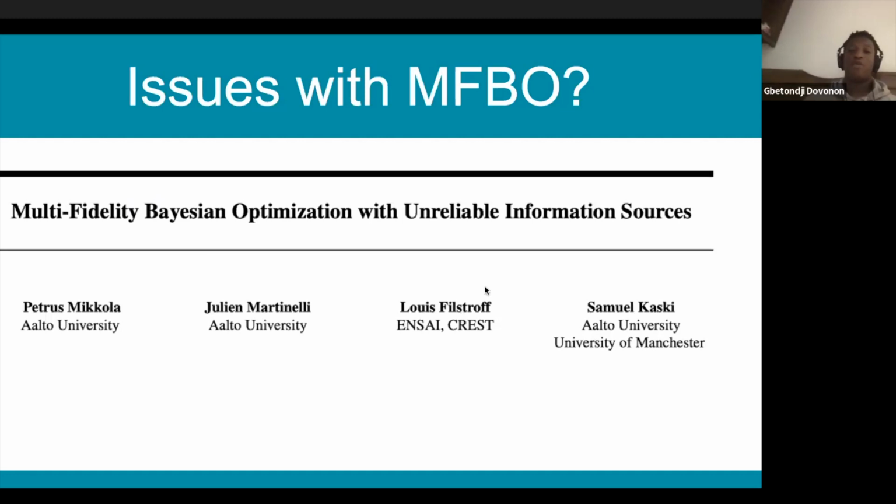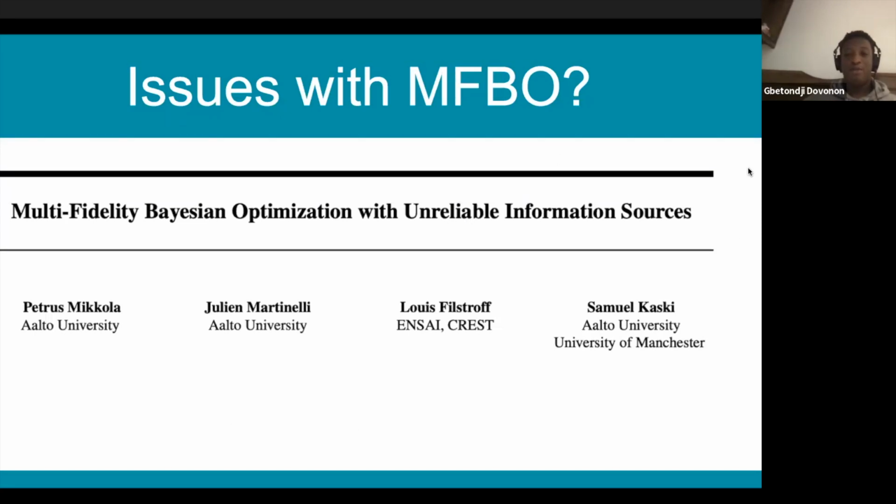with unreliable sources. Quite an interesting paper that looks at another failure mode of multi-fidelity Bayesian optimization, which is failure to account for fidelities that are just too unreliable. In most cases, you assume that the fidelities are at least a bit reliable, but what happens when they're almost completely unreliable? So this paper tackles that.